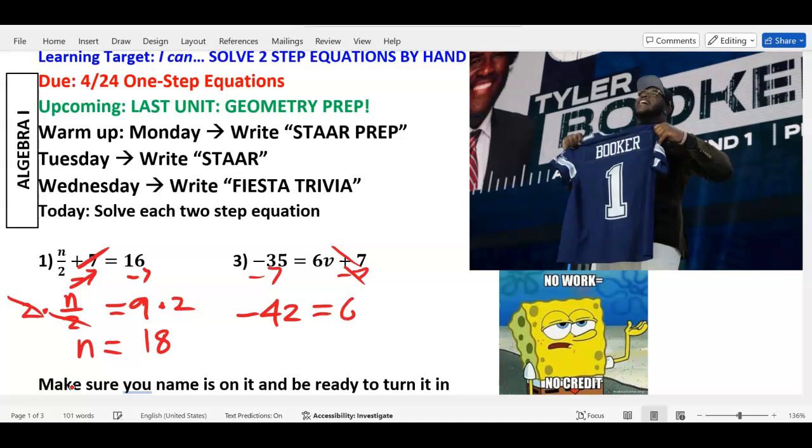Bring down equals 6v. Last step. 6 and v are buddies. What is invisibly between them? Multiplying. So to get rid of a coefficient number in front, we must do the opposite of multiplying. We must divide. If I do it on one side, I do it on the other side. Cancel out those 6's. And what equals v? Negative 42 divided by 6 is negative 7. So that's number 1 and 3 on this.